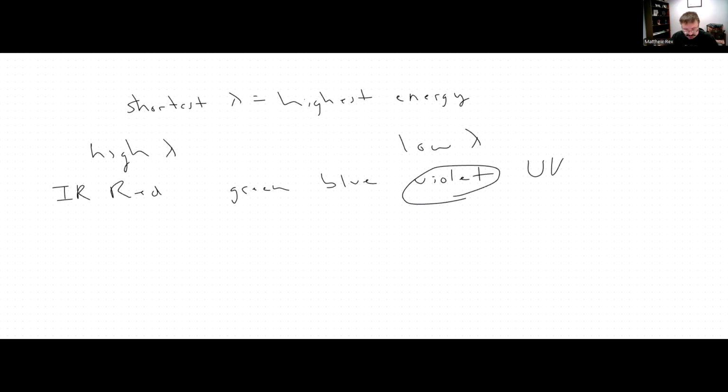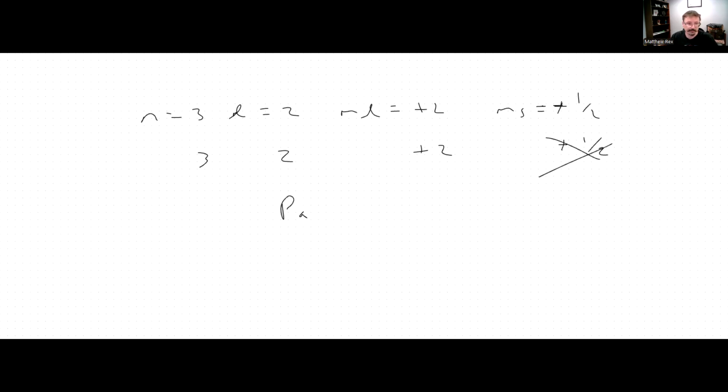No two electrons in an atom can have the same 4 quantum numbers. So we couldn't have n equals 3 and L equals 2 and M sub L equals plus 2 and M sub S equals plus 1/2. If we put another electron in that orbital, it would have to have at least one of the quantum numbers being different. It'd be spin down instead. It couldn't be the same. And that's the Pauli exclusion principle.